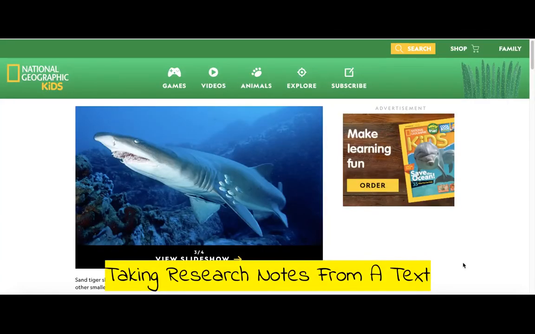Can you figure out what I would draw next? How do you think I would have labeled this picture? I drew a smaller shark and I labeled my whole picture as food. Now I'm going to keep reading. See if you can find one more fact I could record.